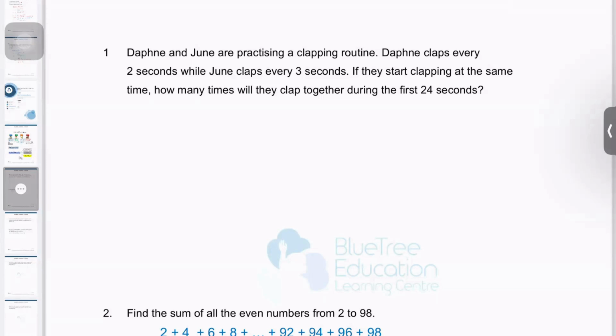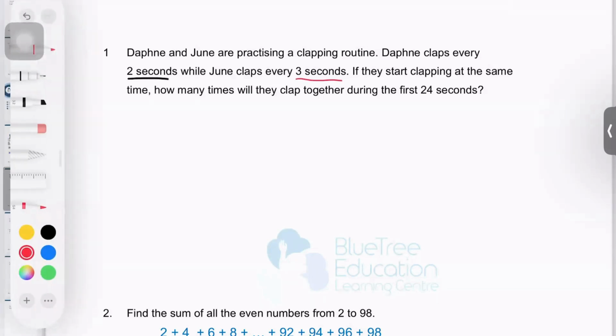Okay, let's take a look at question 1. So Daphne claps every 2 seconds while June claps every 3 seconds. If they start clapping at the same time, how many times will they clap during the first 24 seconds? You're actually finding the common multiples, right? Because every time you have a common multiple, it means that they clap once together.